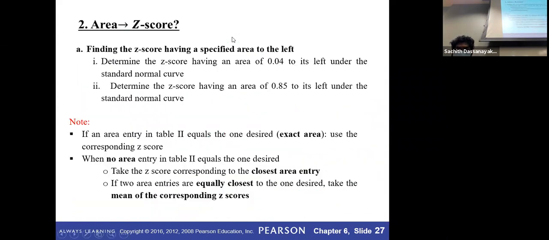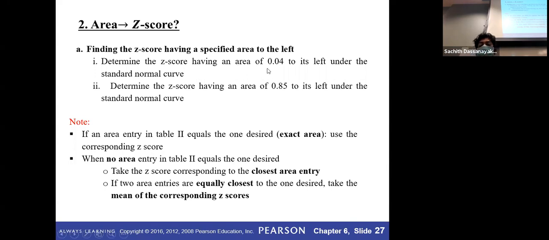Now, first we identified the C value, then we found the corresponding area. Now we know the area, and we need to find the corresponding C value. So first we went this side, now we come back. There are a few problems in this process. I'll show you what they are.